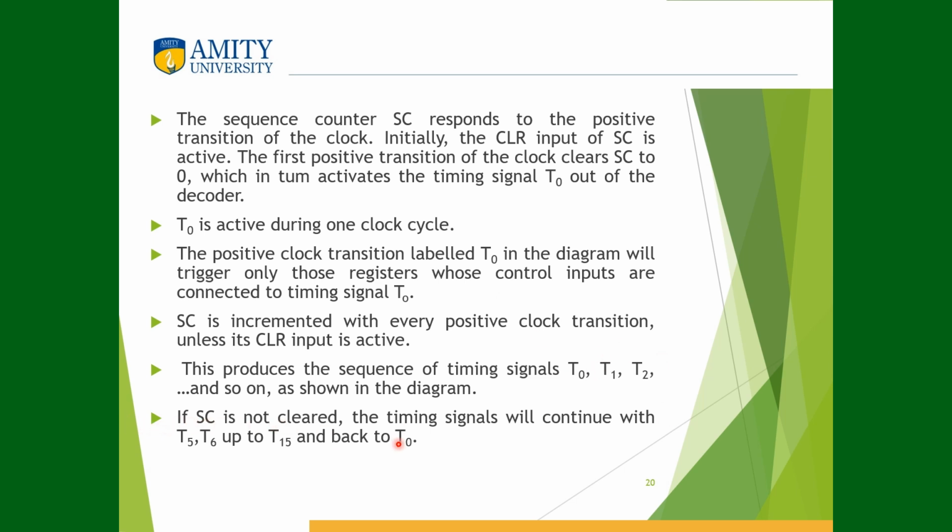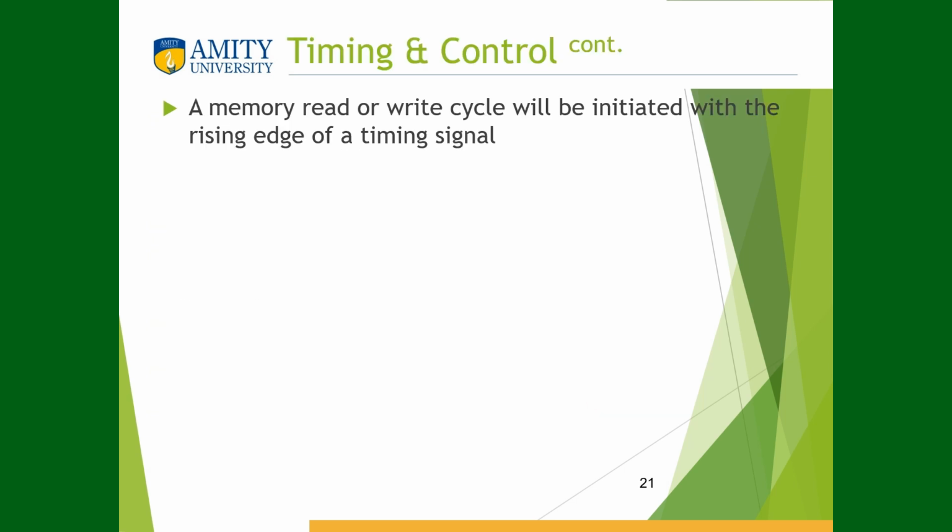If the sequence counter is not cleared, then the timing signals would continue. They would not stop at T4. Instead, they would continue to T5, T6, all the way up to T15, since we have a decoder with 16 T outputs from the sequence counter, as we saw in the hardware diagram. And then after T15, it would have been set to 0. But since the condition was fulfilled where D3 and T4 were active, the sequence counter was cleared, hence the timing signals stopped at T4.